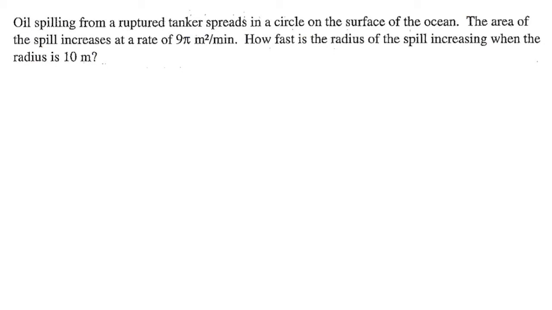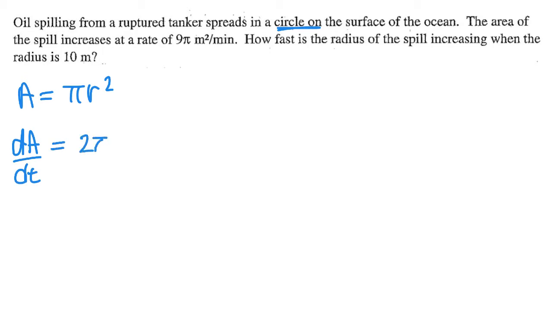Okay, so again, let's look at this one. Oil spilling from a ruptured tanker spreads in a circle. So I would stop there and see that it says in a circle. So I know the area of a circle is pi r squared, and the derivative of that area with respect to time is going to be 2 pi r times dr over dt.